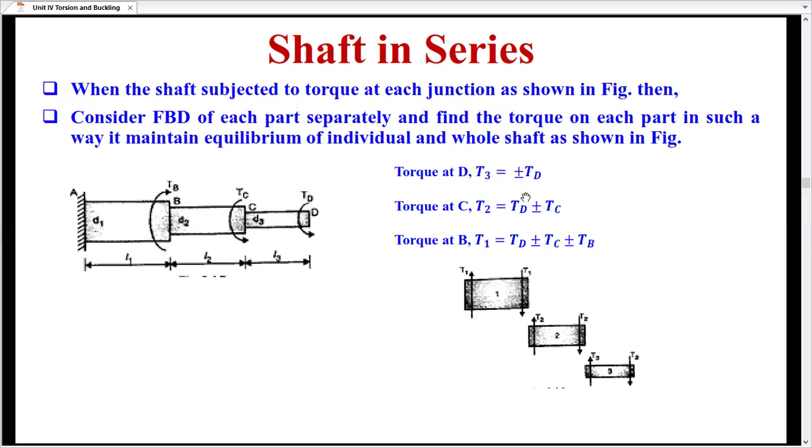And torque at section 3 will be only TD, because shaft number 3 is only subjected to torque at section D, whereas shaft number 2 is subjected to torque at section D plus torque at section C. And shaft number 1 is subjected, at point B, to torque of B plus torque of C plus torque of D. Again, it depends upon direction. So we can use the right hand thumb rule, and based on that rule, we can define the direction. That part we will discuss.